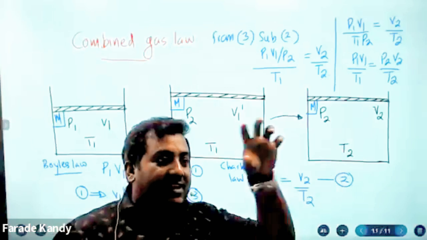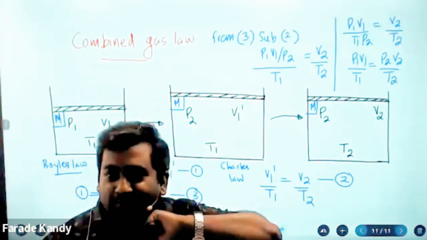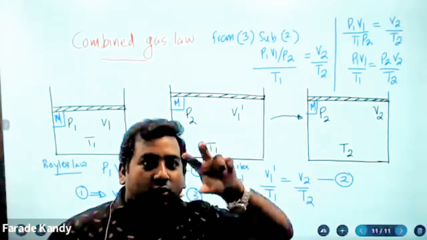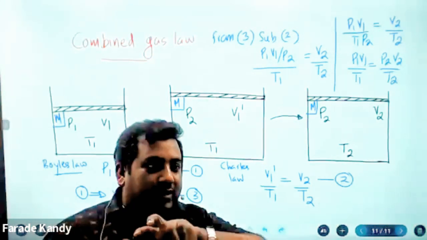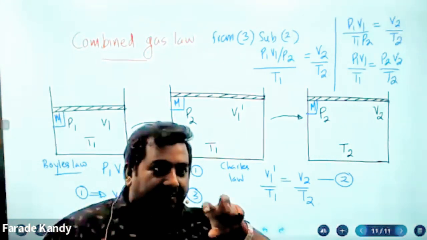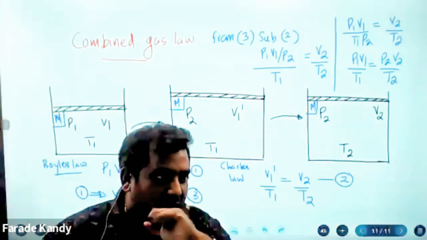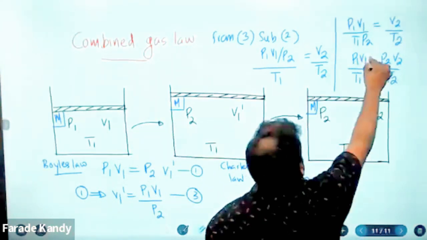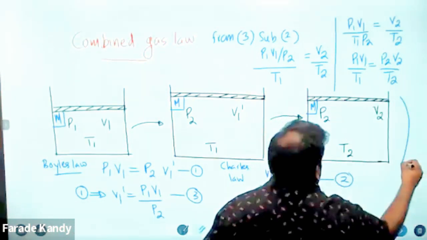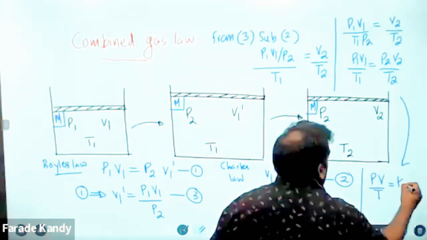Can you remember PV constant? That means P1 V1 equals P2 V2. Okay. V1 over T1 equals V2 over T2. That means what? V over T is constant. P1 over T1 equals P2 over T2. That means what? P over T is what? Constant. P1 V1 over T1 equals P2 V2 over T2. What can you say? PV over T is going to be what? Constant K.